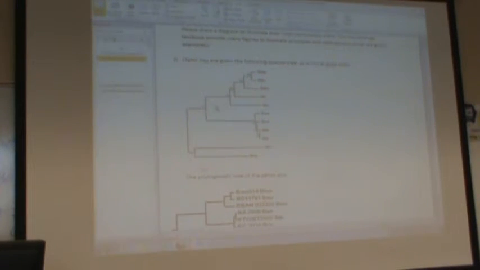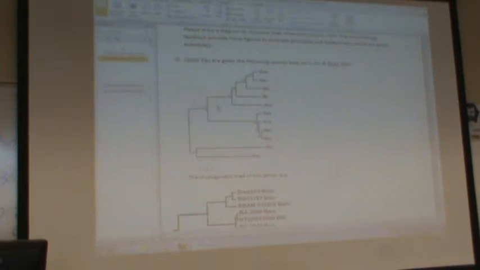Would you say those are more related because they're on the same branch? You have to look at the distance. The distance is the ultimate measure. I'm saying these two are more related than that one, that's correct, because they are on the same small branch. But all of these are the same distance from the root.